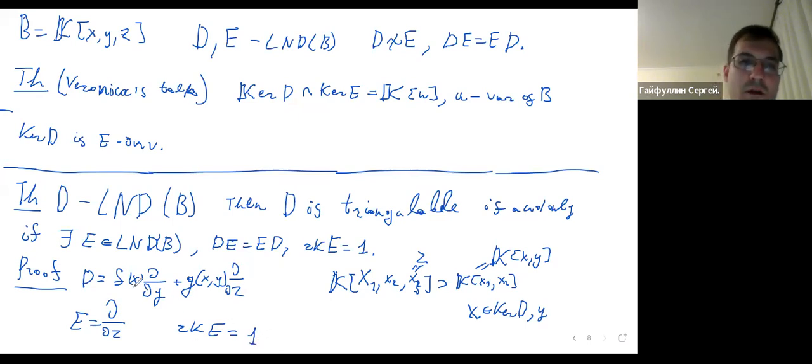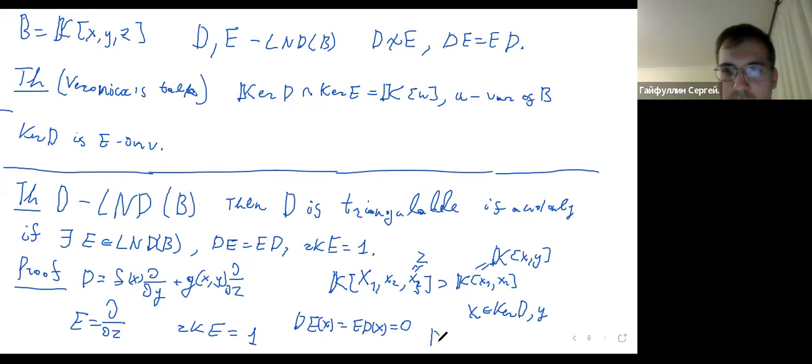How to check that E and D commute? We just check that DE from X equals ED from X, and so on from Y and from Z. Of course, from X, both are equal to 0 because E from X and D from X equal 0.